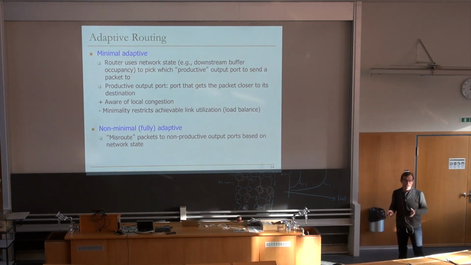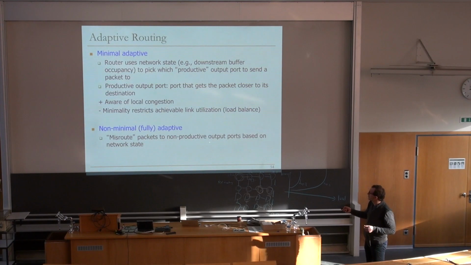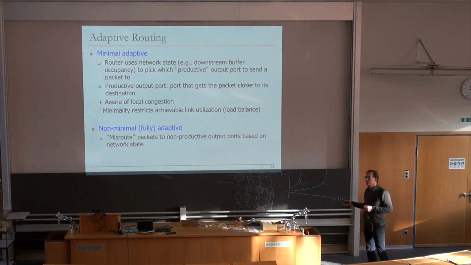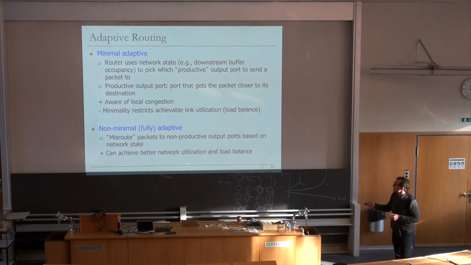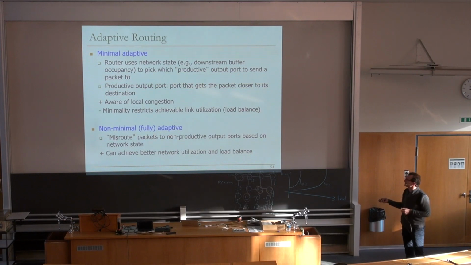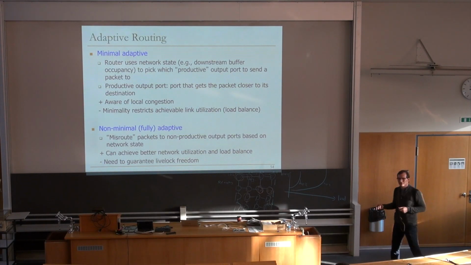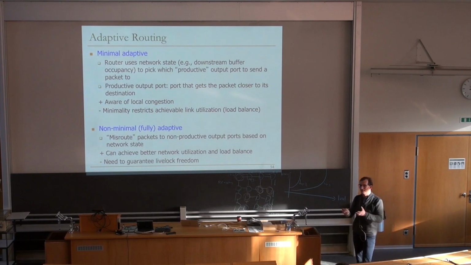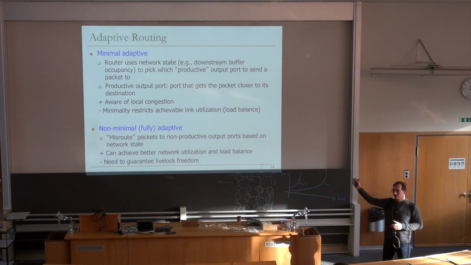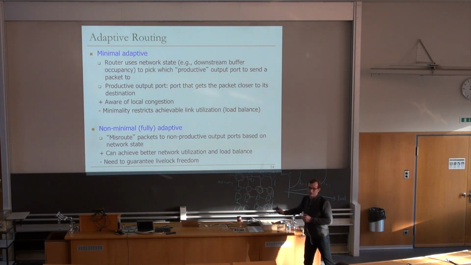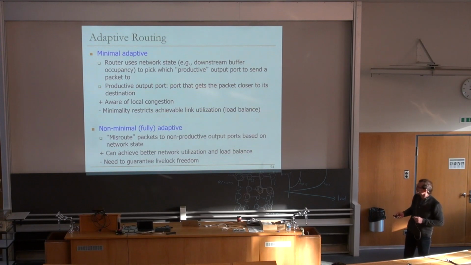Non-minimal is also called fully adaptive, meaning that you can route the packet to anywhere. It could be a non-productive output port. This is also called misrouting. You basically misroute the packet. It essentially means you take it to a non-productive output port. You can achieve better network utilization and load balance if you're non-minimal adaptive. But now you have a problem, which is you need to guarantee livelock freedom. What does livelock mean? Basically, you can have a packet that never gets delivered to its destination, right? Even though it's in the network. Because you're always routing it far away from the destination, right? Or the packet is circling around. So you need to solve this problem, in addition to the deadlock freedom. Okay.